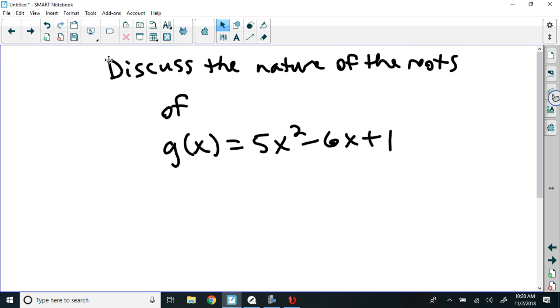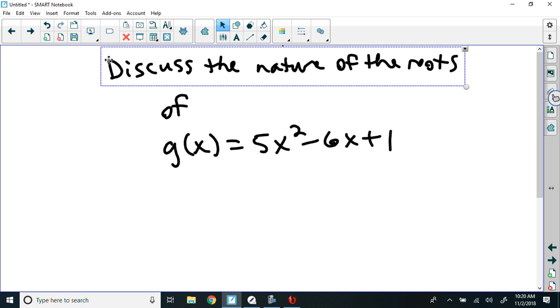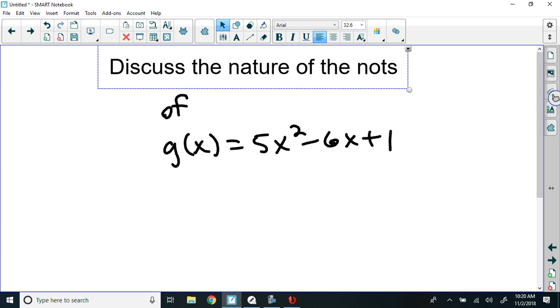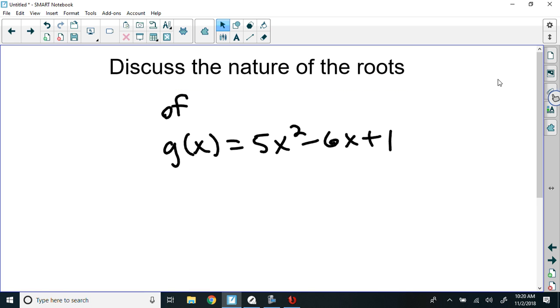You're probably asking yourself, what the heck does that even say? I can't even read it. The writing's so sloppy. So here we go: discuss the nature of the roots. It shouldn't say knots, and dyslexia didn't strike again. It's not snot either. So just discuss the nature of the roots of that. Anybody know what the question's really asking you to do? Because there's going to be one like that in homework. Yes, if it's real or imaginary.